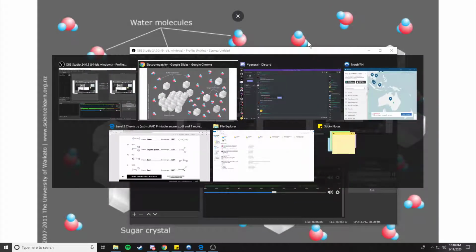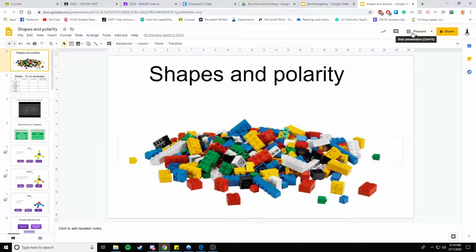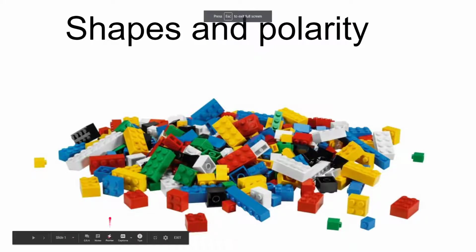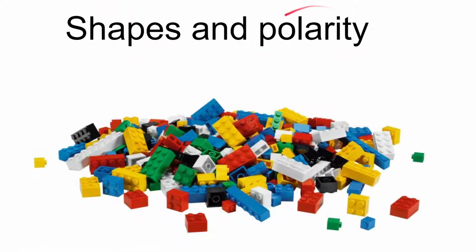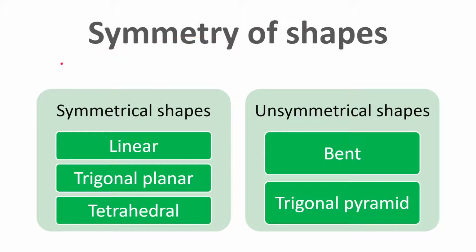I'm going to finish off today with shapes and polarity. So this will be really quick. Shapes, we've seen shapes before, and some of them are polar, some of them are non-polar. We're going to find out which is which. So we'll do this starter later, not important right now.